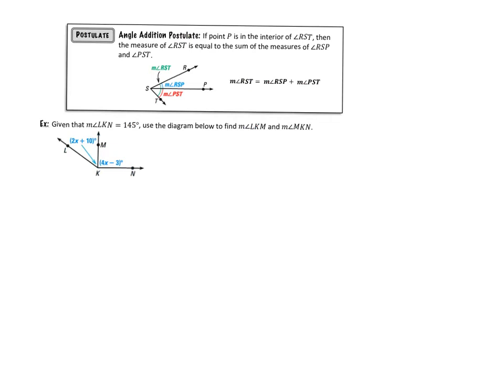The angle addition postulate says if I have an overall angle of angle RST, and I have some point P in the interior of that angle, then the total measure of that angle must equal the measure of angle RSP plus the measure of angle PST. So in our example, that means that given that the measure of our overall angle LKN equals 145 degrees, the measure of angle LKM plus the measure of MKN must equal 145.